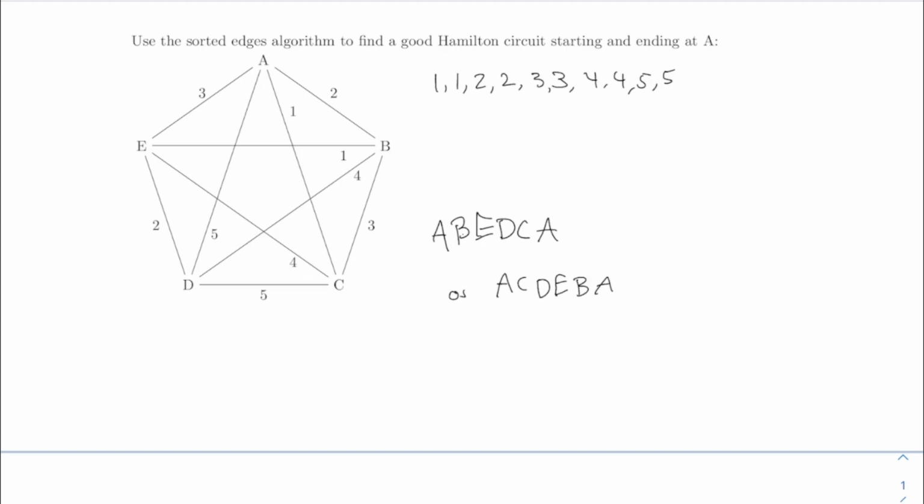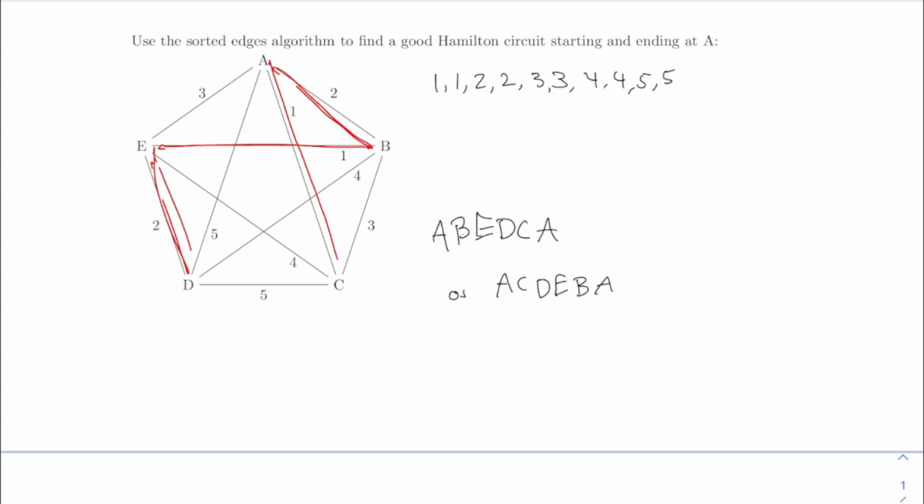Can we chat about these? I know not everybody's totally finished, but for the first one, I ended up getting A, B, E, D, C, A, or A, C, D, E, B, A, depending on if you drew it clockwise or counterclockwise. But the edges you end up using: you begin by choosing the ones first, and then I go on to the twos, and actually both of the twos are legal at this point. I picked this two and also this two.